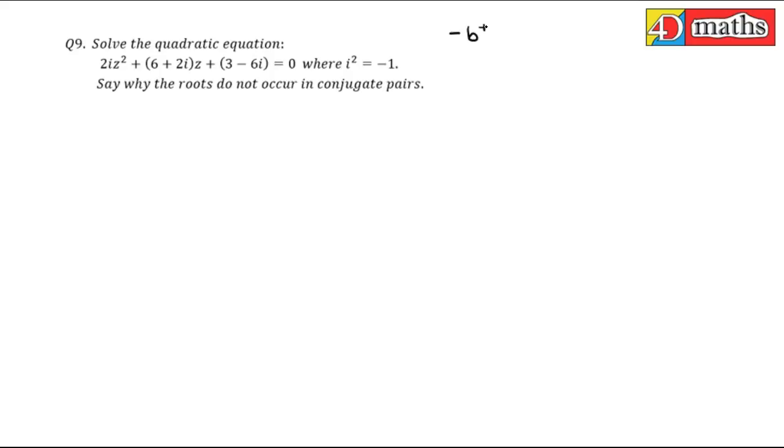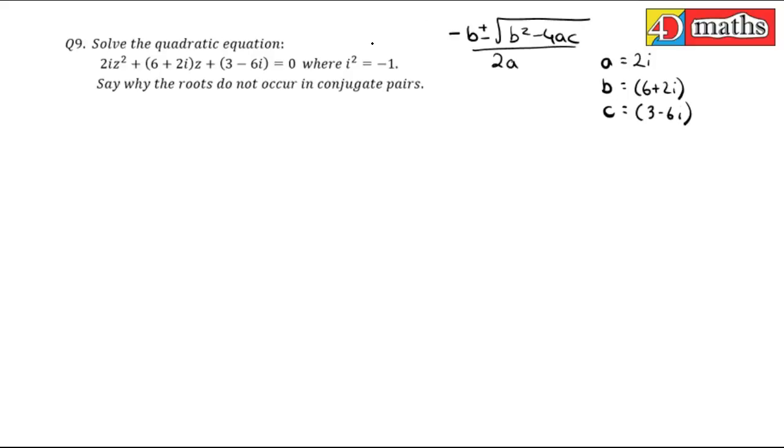So minus b plus or minus the square root of b squared minus 4ac all over 2a. And a, b, and c, I'm going to list them so I have them for the formula. A is 2i, B is 6 plus 2i, and C is 3 minus 6i. Okay, so I'm going to put them into the formula.